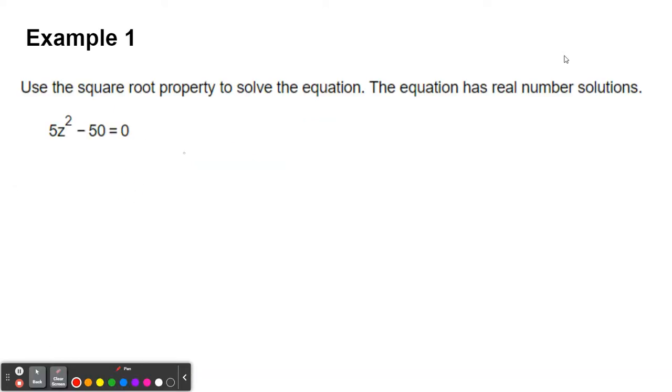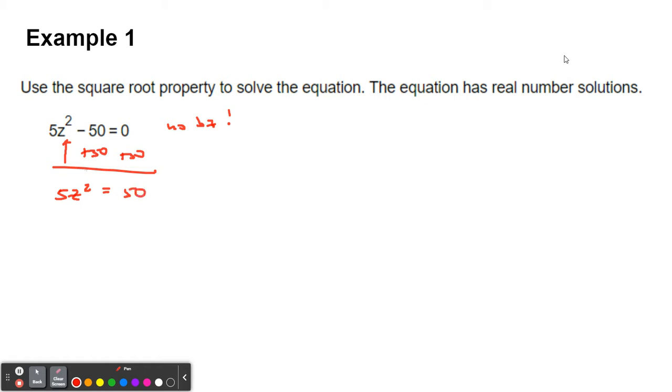Okay, so now example 1. It says use the square root property to solve the equation. The equation has real number solutions, right? So I do not see this bz term. There's no z term, so no bz. So the first thing I want to do is isolate the z squared. I want to get this by itself. First thing I'll do is get rid of the minus 50 by adding it. I'm going to add 50 to both sides. So the 5z squared comes down, the 50s are gone, and 0 plus 50 is 50.